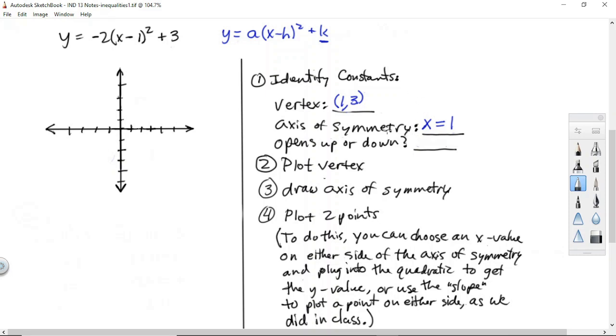Does it open up or down? Since a is negative, it opens down. So we now have the information that we need to graph it. First thing we do is plot the vertex. That's (1, 3), so it's right there.